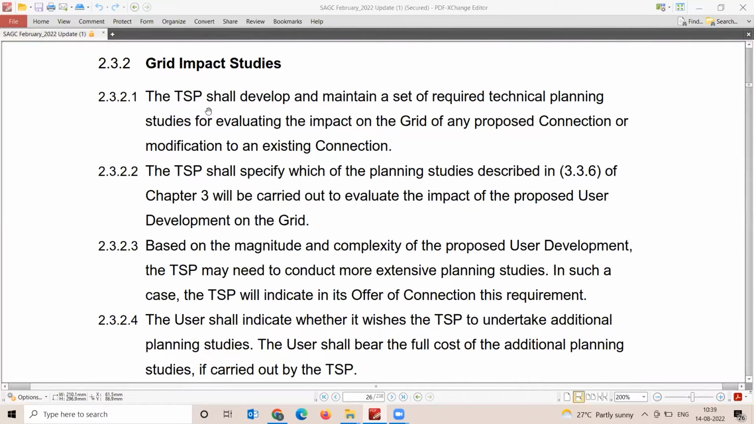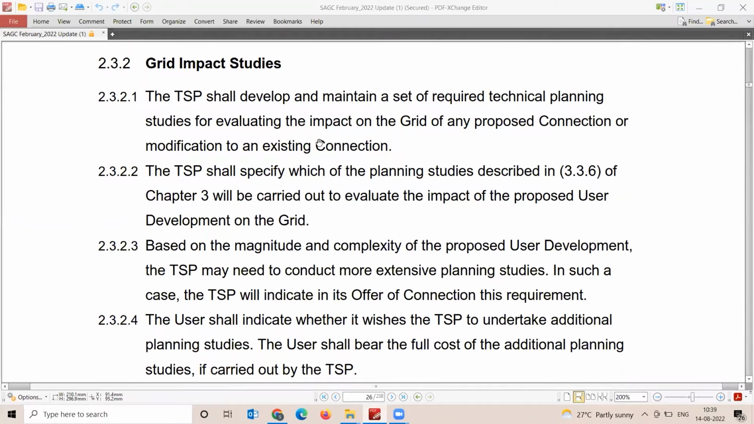So it's the responsibility of this transmission utility to develop and maintain the required technical planning studies for evaluating the impact on the grid of any proposed connection or modification. It could be a proposed connection, such as a new 500 megawatt solar plant or 300 megawatt wind farm, or a modification to an existing connection. Already there is an existing connection, and you are modifying it.